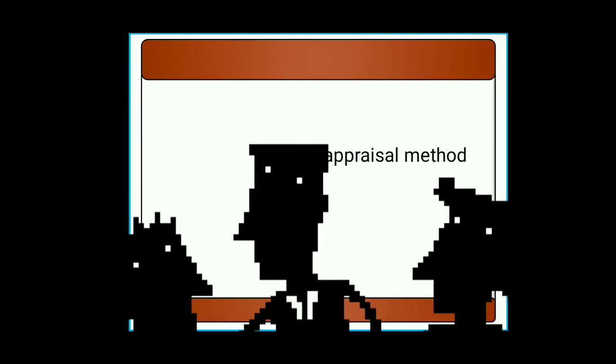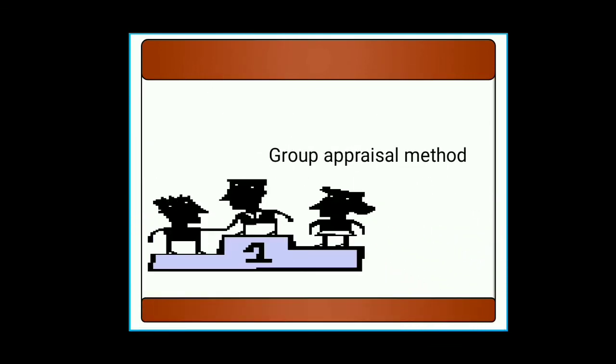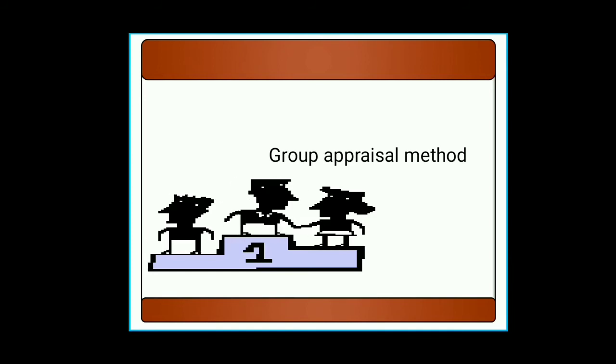Now the next method is group appraisal. In this method, the employee is appraised by a group of appraisers. This group consists of the immediate supervisor of the employee, other supervisors who have close contact with the employee's work, the manager or head of the department, and consultants. The head of the department or manager may be the chairman of the group. The immediate supervisor may act as the coordinator of the group activities.